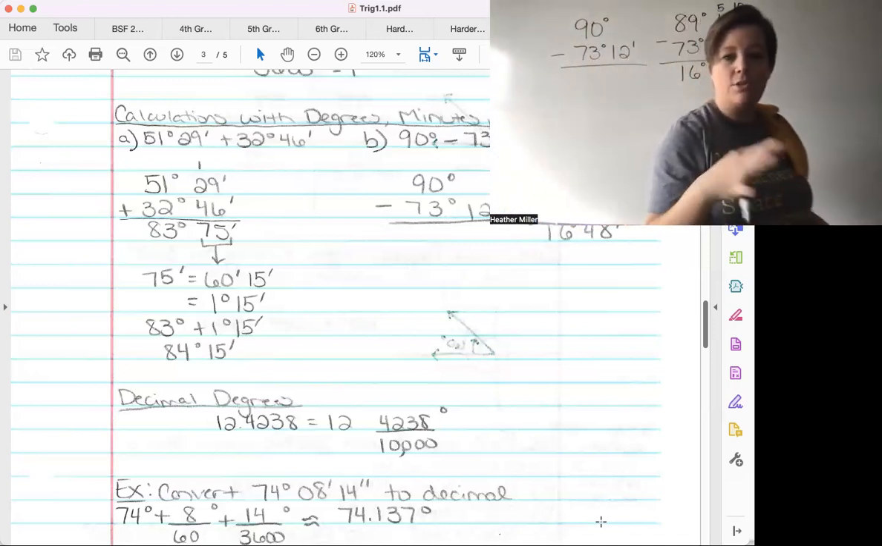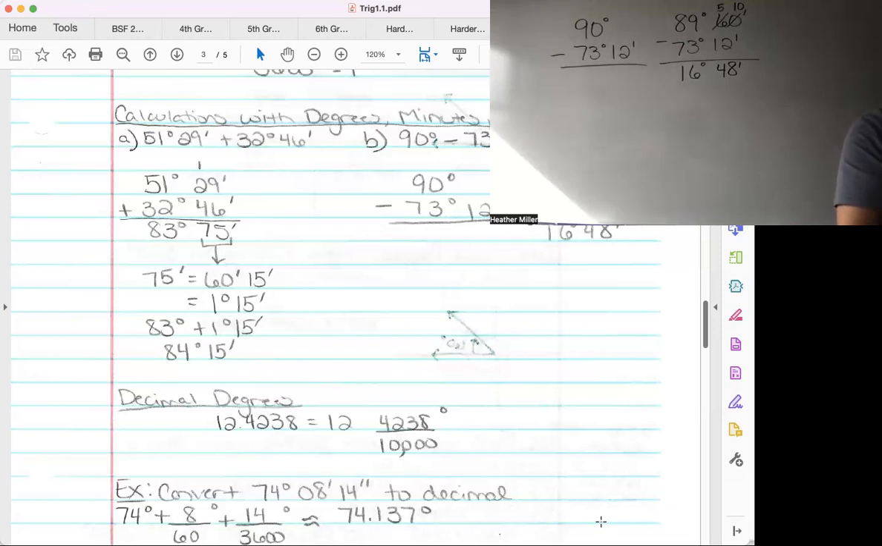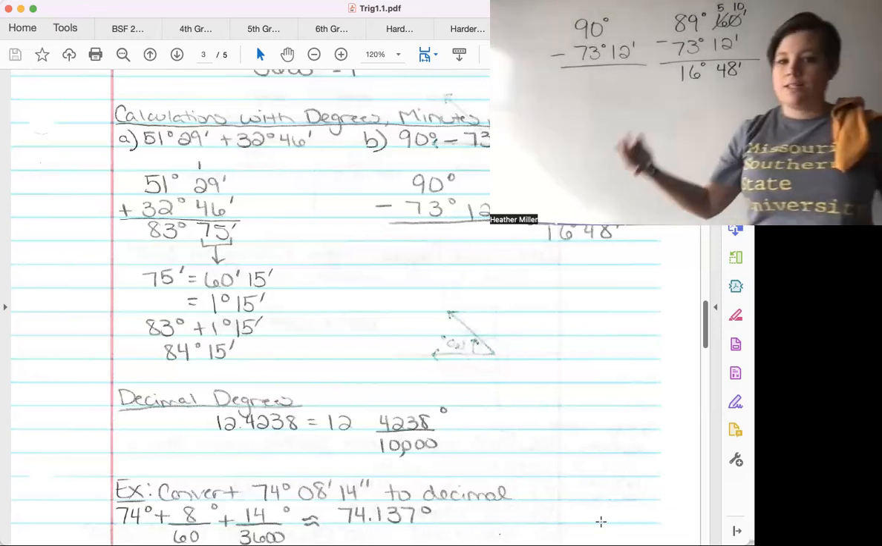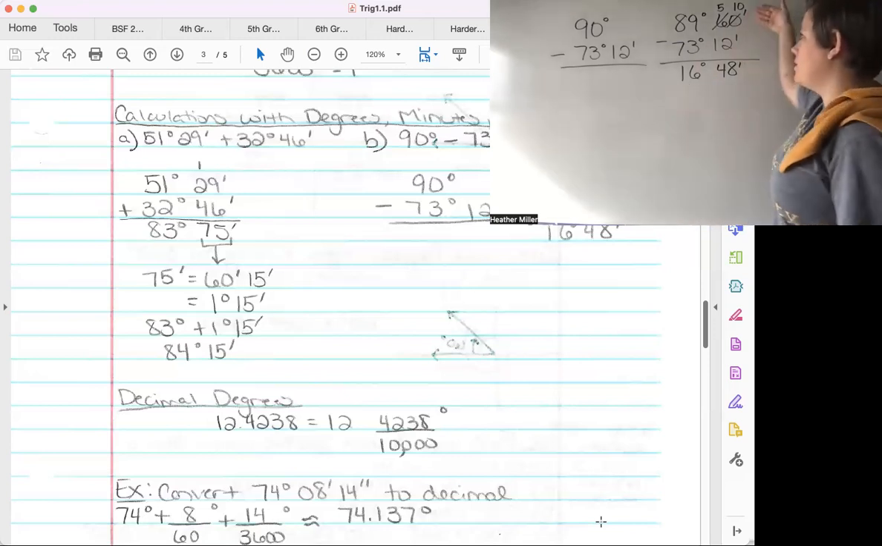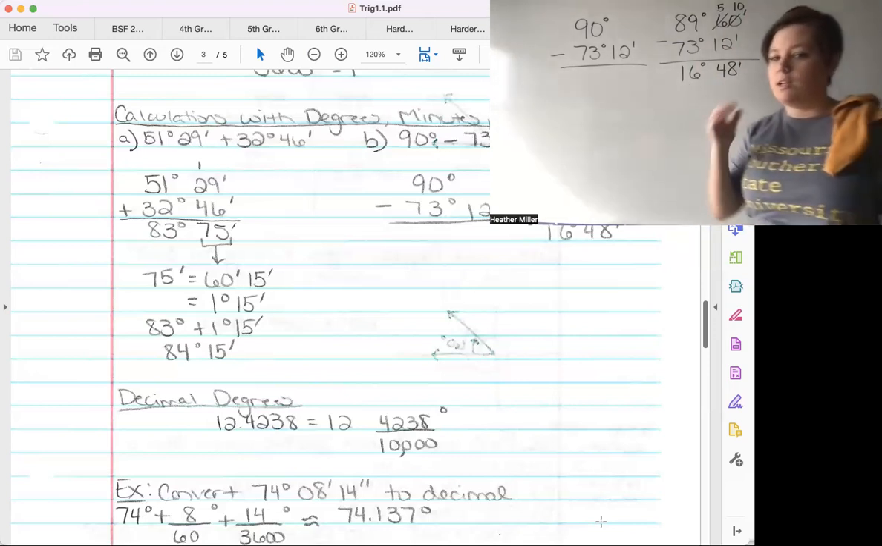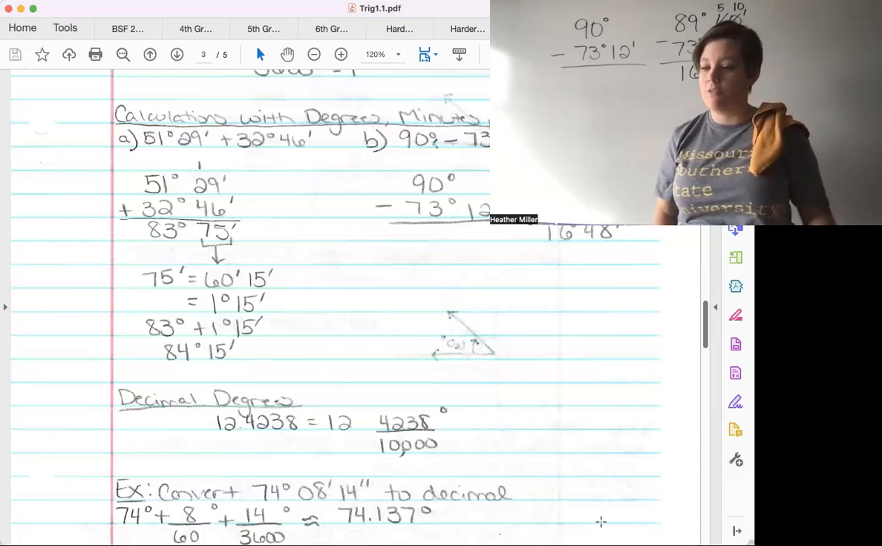And that's how we're going to do some of our calculations when it talks about degrees and minutes and seconds. None of these had seconds in it, but if it did, we would just have another column that would have our seconds in it, and we do the same kind of stuff.